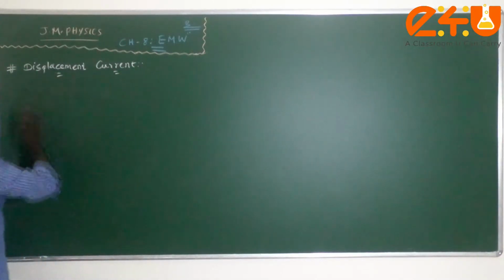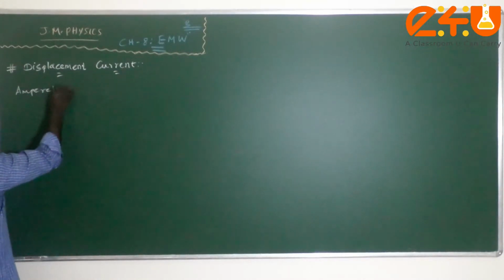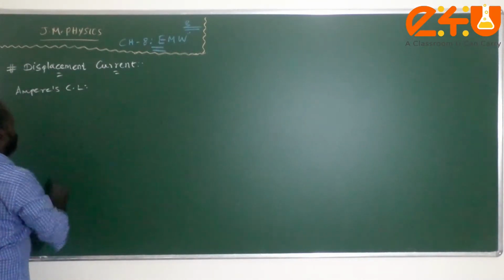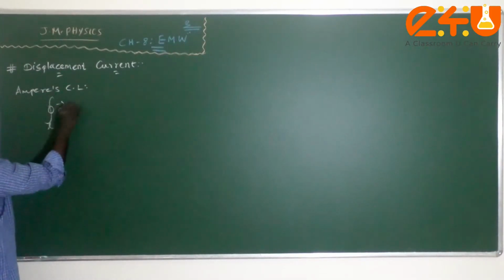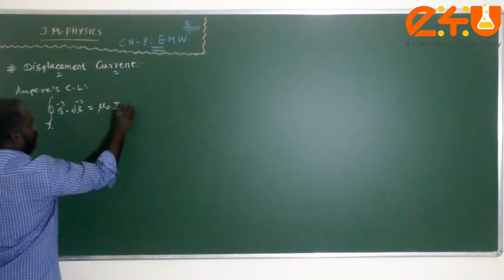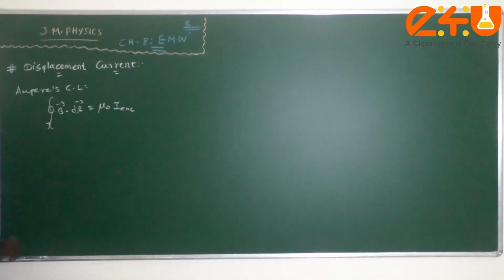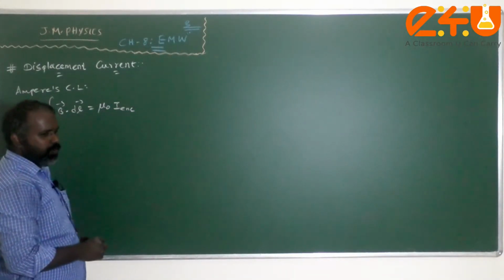First of all, please recall Ampere's circuital law. What it says is that the line integral of B dot dl is equal to mu naught times I enclosed. Mu naught times of what, children? I enclosed. So this is the formula for Ampere's circuital law.